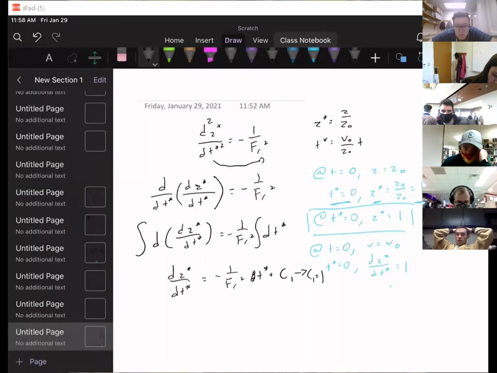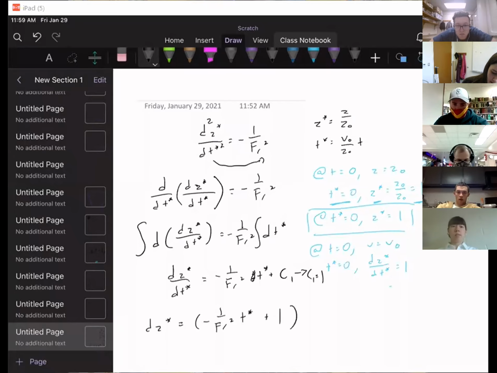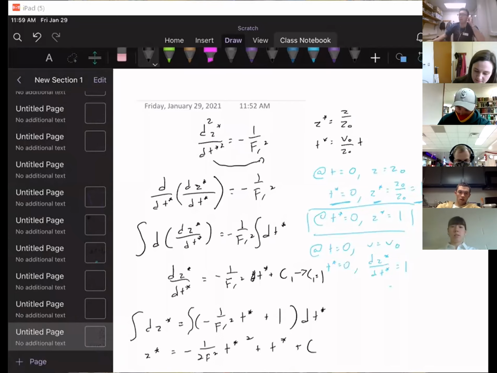Okay, so now I have dz star equal to -1 over the Froude number squared t star plus 1 dt star. Integrate again. I get z star is equal to -1 over 2 Froude number squared t star squared plus t star plus c. And how do I know what c is? I know that at t star equal to 0, z star is equal to 1. So c, oh, that's c2. c2 is equal to 1.